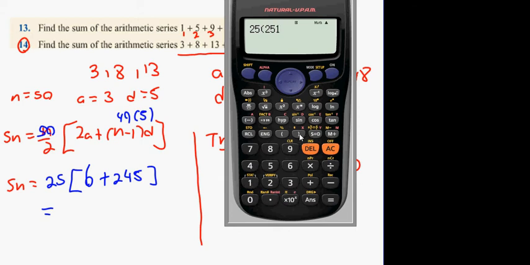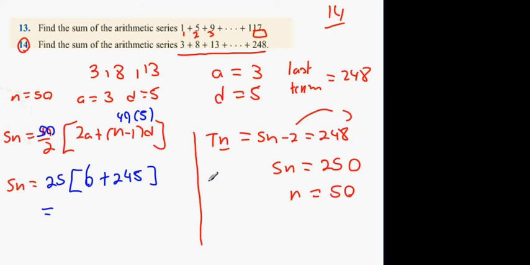And when we finish that, we get 6,275. So 6,275 is the answer to that one, okay?